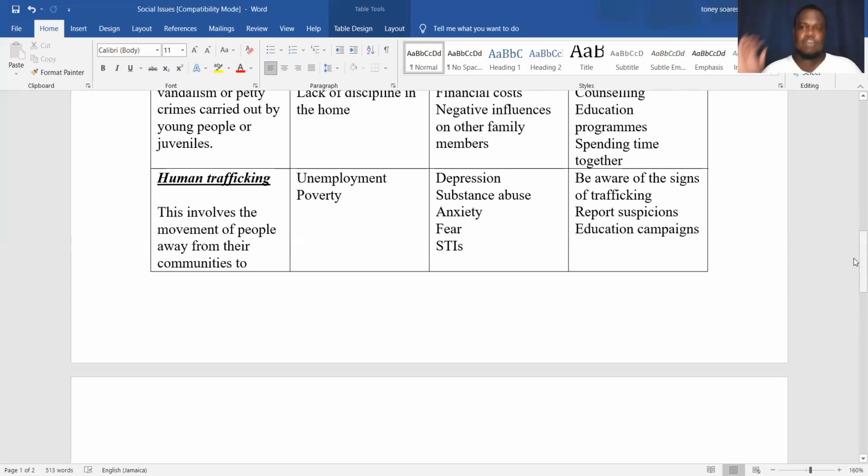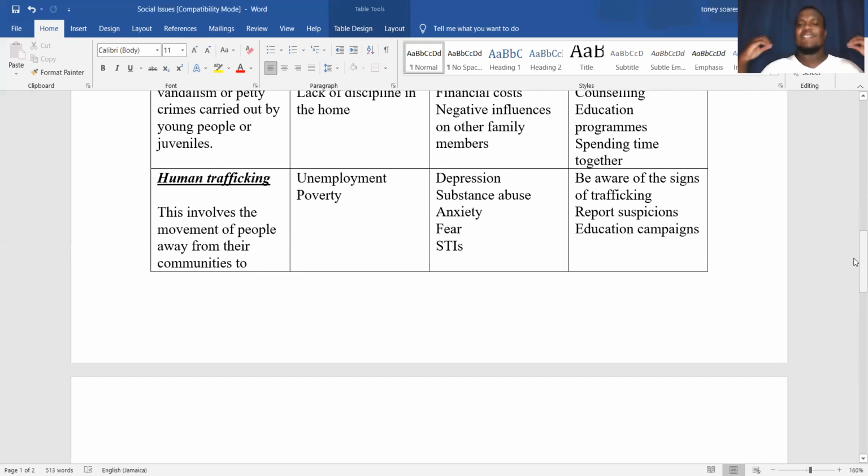Some of them are crippled by fear. Many of them contract STIs because they become sex slaves, right? And they're not using any protection. The persons who are sexually assaulting them are having sex with them for free, not using any contraceptive, any condom, I should say, right? Solutions for this.